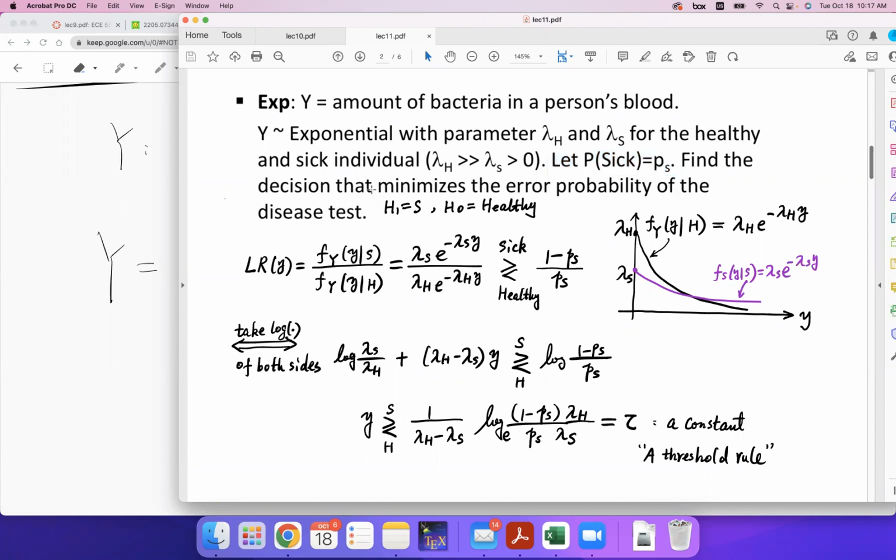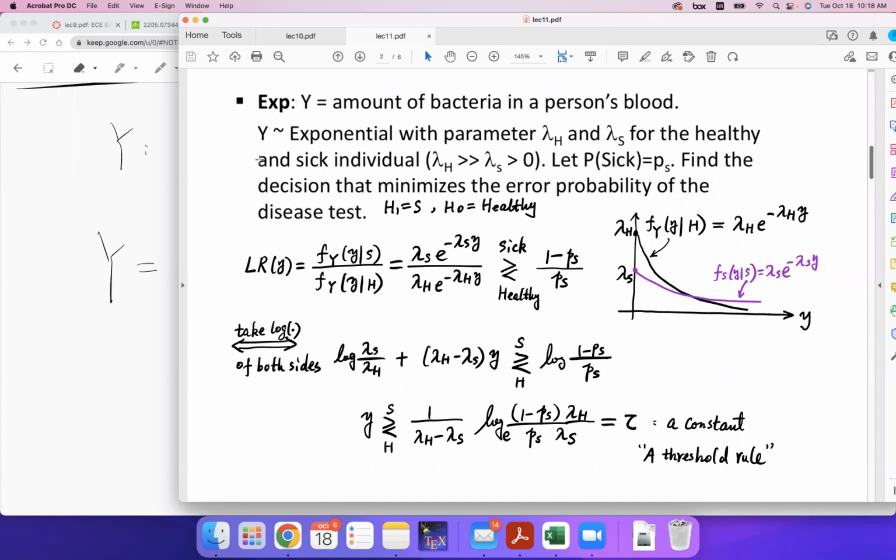So in the disease test, a person comes to the hospital and does a blood test. We observe the amount of bacteria in that person's blood. Based on this number, we need to decide if the person is healthy or sick. So that is binary hypothesis testing.